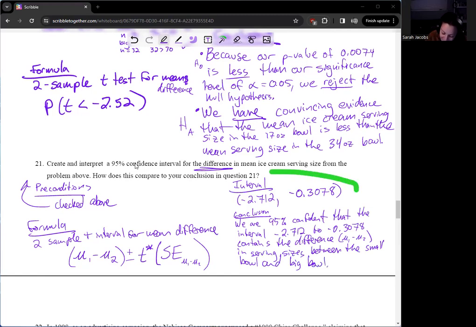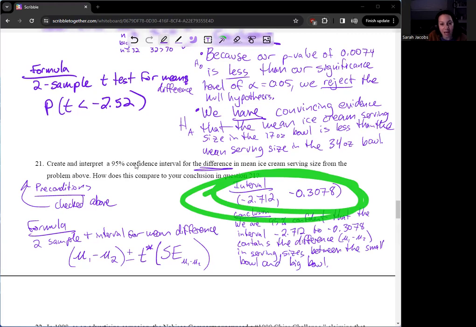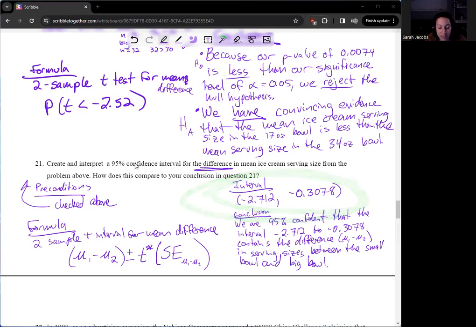So because this interval does not contain 0, we would expect a significant result at the 5% significance level, right? 5% goes with 95%. If we got an interval at 99% that didn't contain 0, we'd have significance at the 0.01, at the 1%, right? They sort of complement each other. Let's keep going.